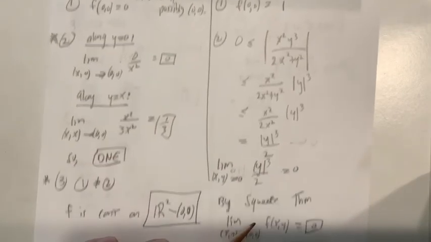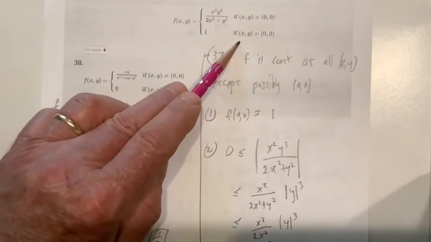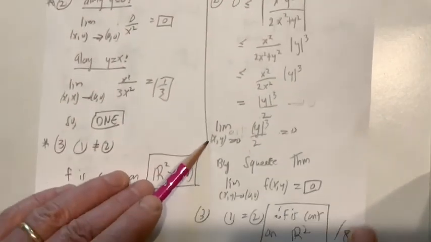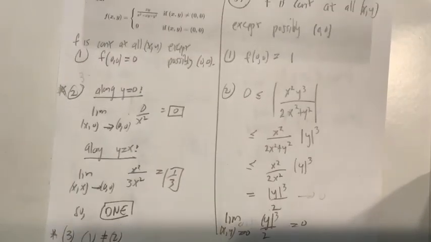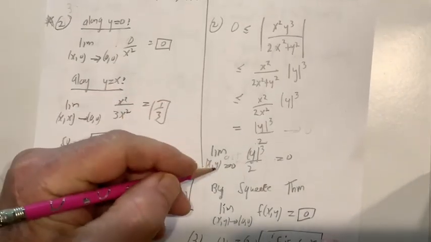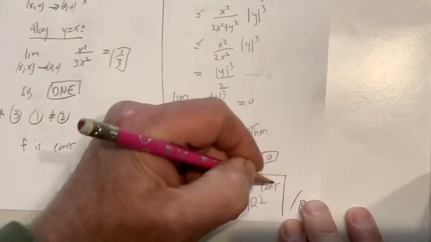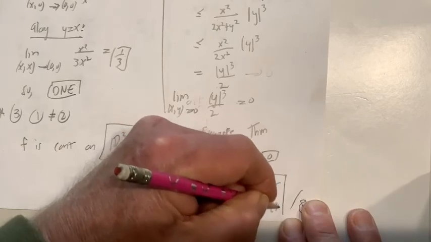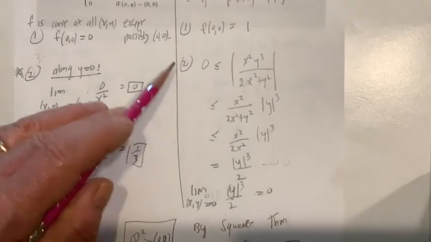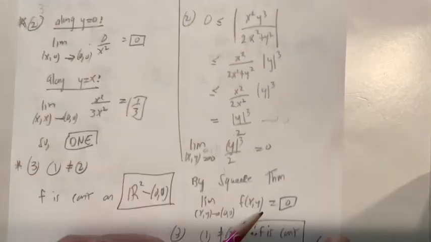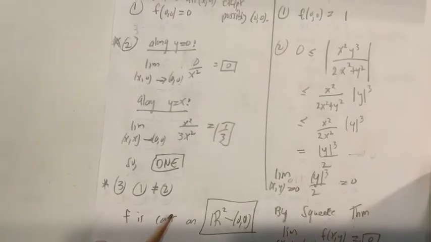So therefore, by the squeeze theorem, the limit as xy goes to 0, 0 is actually 0, which does not equal 1. Oops, this is wrong. It does not equal this, so it's continuous on R2 minus 0, 0, right? It's not continuous at 0 because this is a good case where it's defined and the limit exists, but they're not equal, right? Okay, I'll let you look at this one.